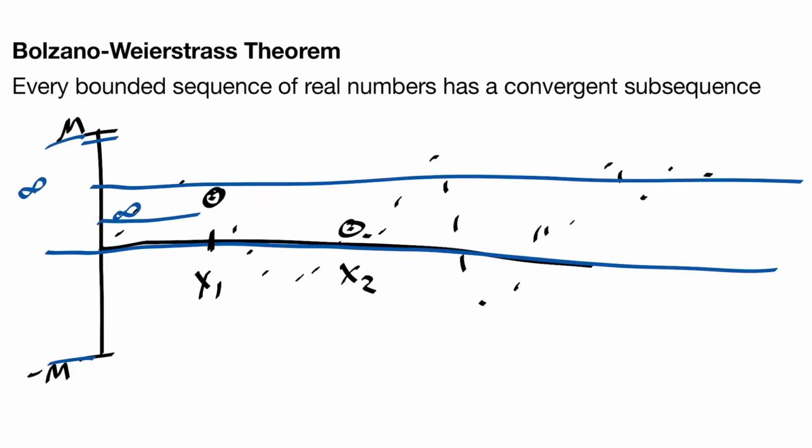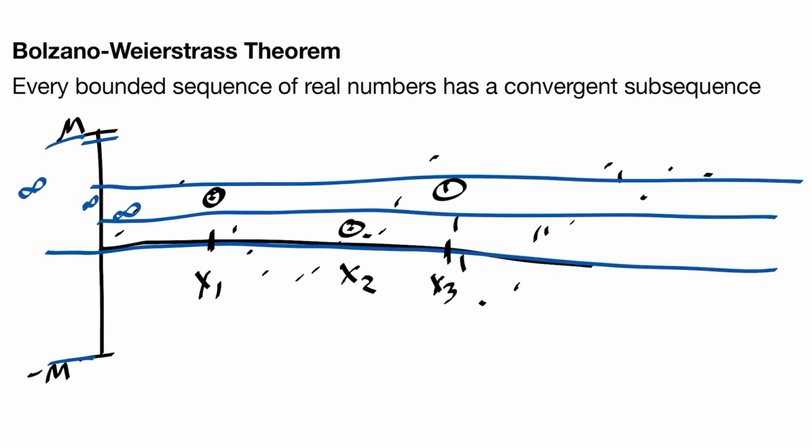And then we'll divide that section in half. And then we'll say which of those two sections we'll call the infinite one. Let's say the upper one has an infinite number. So we'll pick one in that section, and we'll call that point x3.